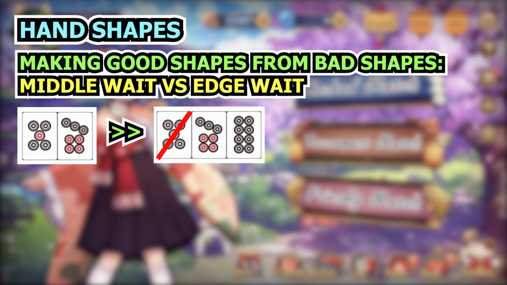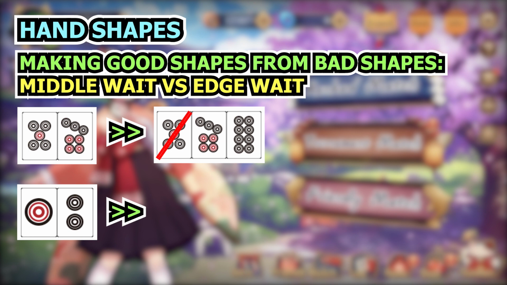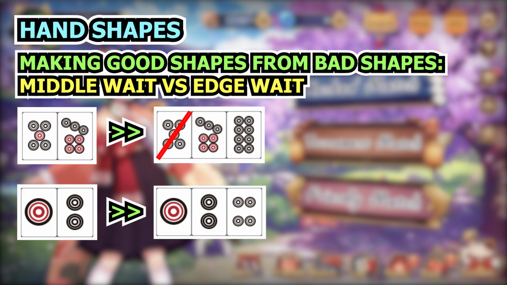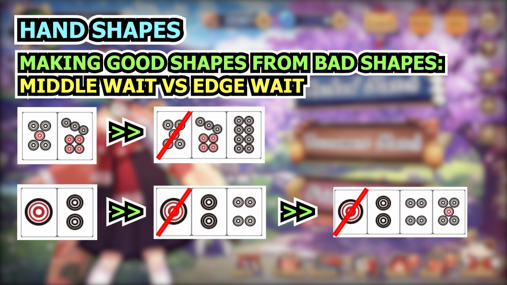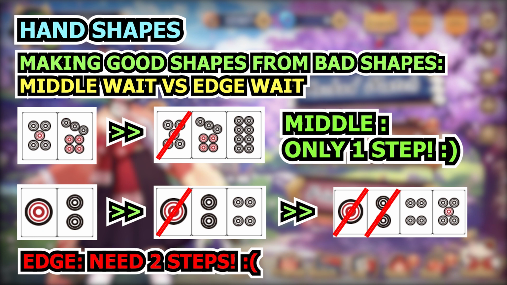On the other hand, if we have an edge shape of 1-2, it is impossible to make this shape into a good shape in one step. You'll have to first draw a 4, making the middle shape 2-4, and then draw a 5 to make a good shape of 4-5. You need only one step to make a good shape from the middle weight, but 2 steps for the edge weight.